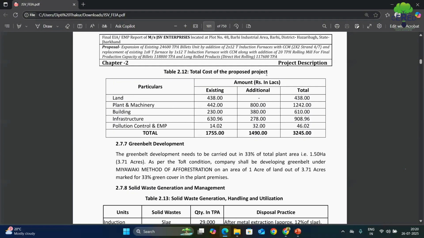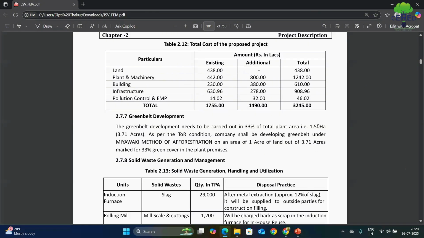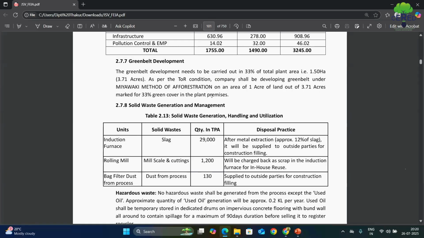You can see the total cost of the project is also broken down into many particulars: infrastructure, building, plant, maintenance. So you have to mention every little piece of information about your project, about the impact, about the consumption of your resources, whether it is renewable or non-renewable, it doesn't matter, but you have to mention everything about your project configuration to resource. And this is the green belt development part.